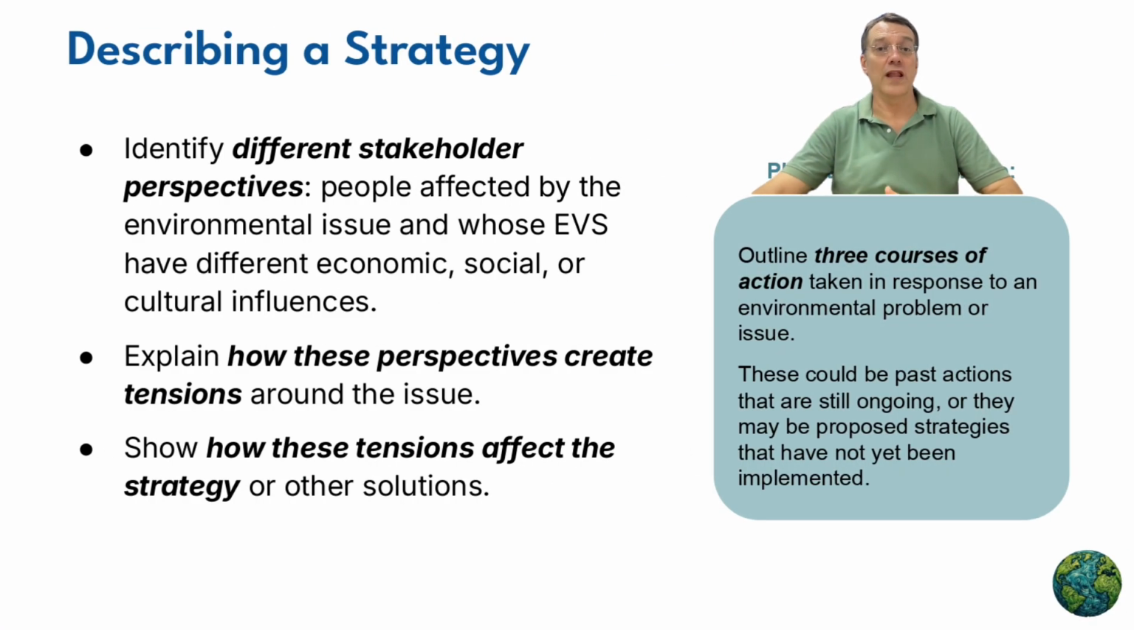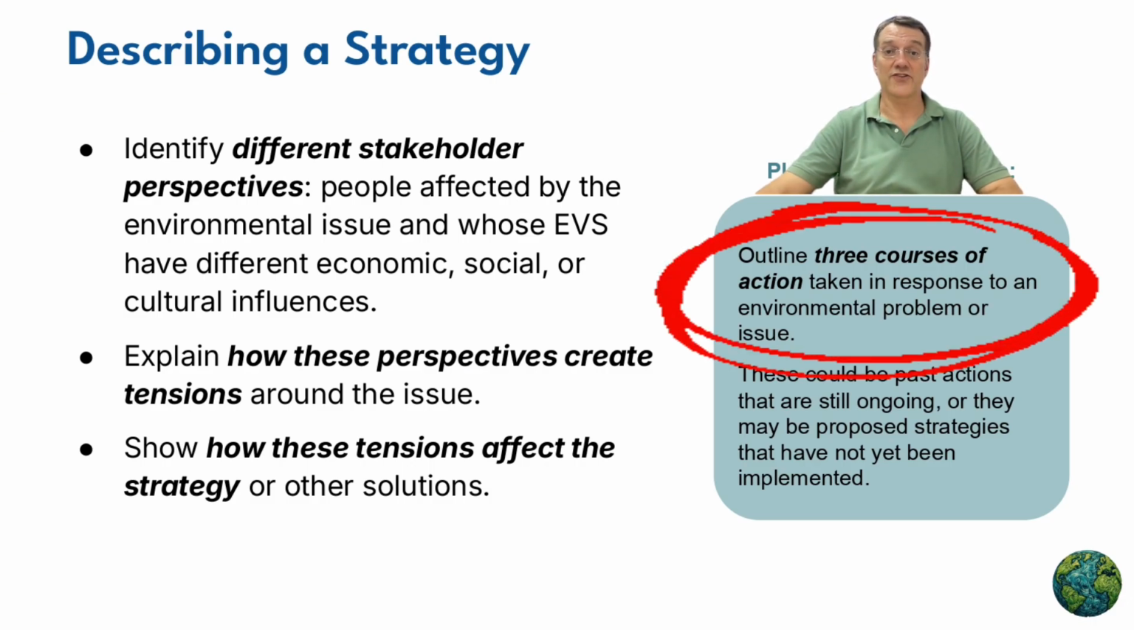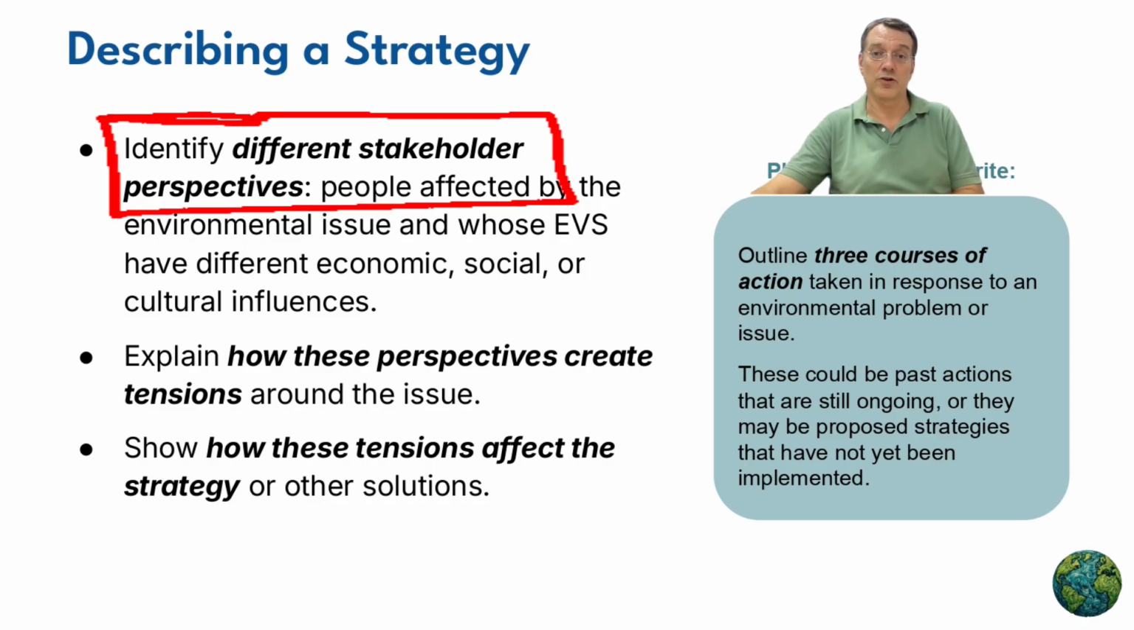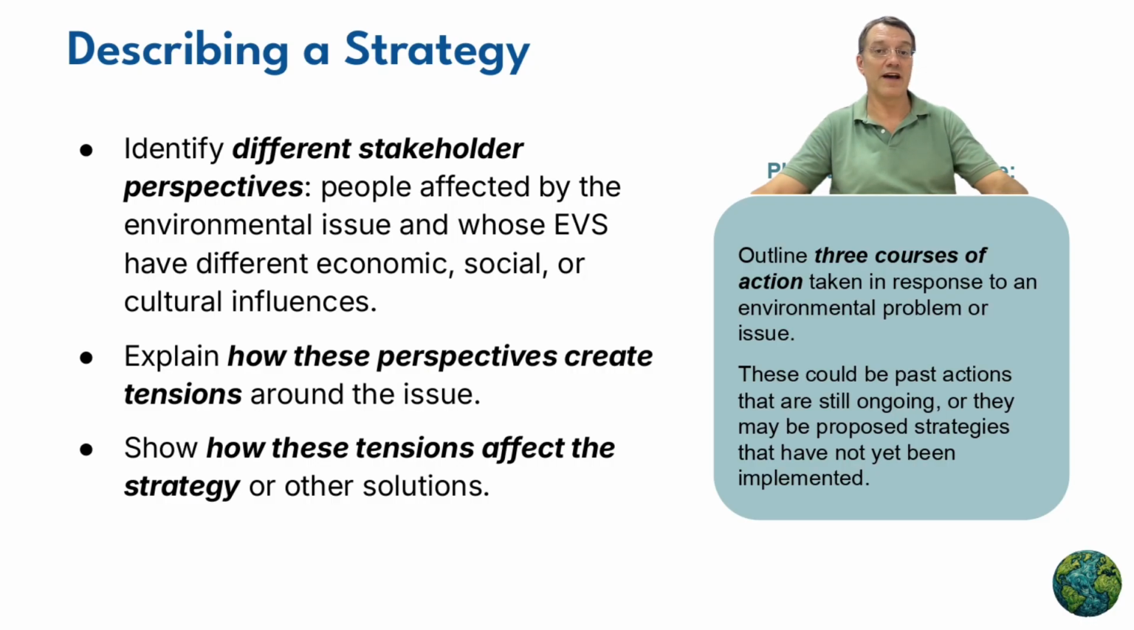Before you start writing, you should plan your strategy section carefully. Here's what I recommend. Outline 3 courses of action that are taken in response to a specific environmental problem or issue. These could be strategies that were implemented in the past and are still ongoing, or they could be proposed strategies that haven't been fully implemented yet. Then, for each strategy, identify the different stakeholder perspectives. Remember, these are the people who are affected by the issue and whose environmental value systems are influenced by different economic, social, or cultural factors. Some stakeholders might support the strategy while others will oppose it, and their reasons matter.